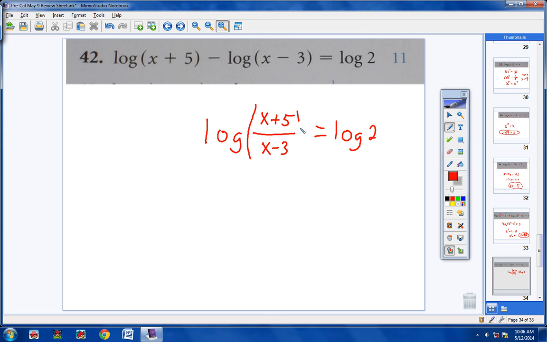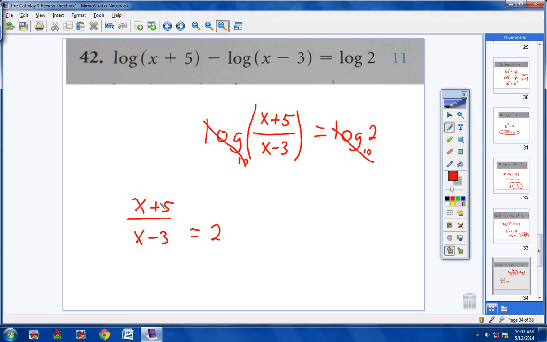Caleb, hopefully you're seeing that, okay? And now here's why you always want to. Whenever you have logs on both sides, the reason you want to get 1 log on one side and 1 log on the other side is now you can cross your logarithms off. You have log base 10 here, and you have log base 10 here. Is there anything to the left of this? No. So just cross off your logarithms. And now just set the arguments equal. So what you really have is x plus 5 over x minus 3 equals 2.